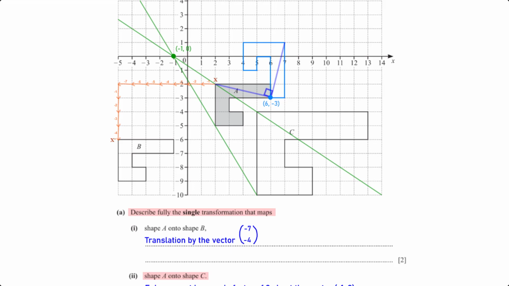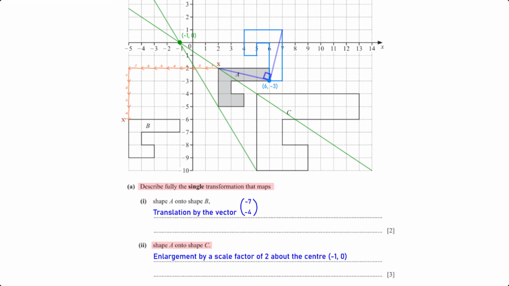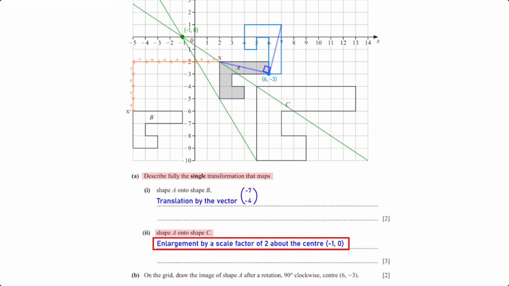Now we need to find the center of enlargement. To get this, we connect at least two corresponding points on both shapes. The intersection point of the lines, which is -1, 0, is the center of enlargement. And so the full description for the transformation will be enlargement by a scale factor of 2 about the center, -1, 0. On the grid, draw the image of shape A.